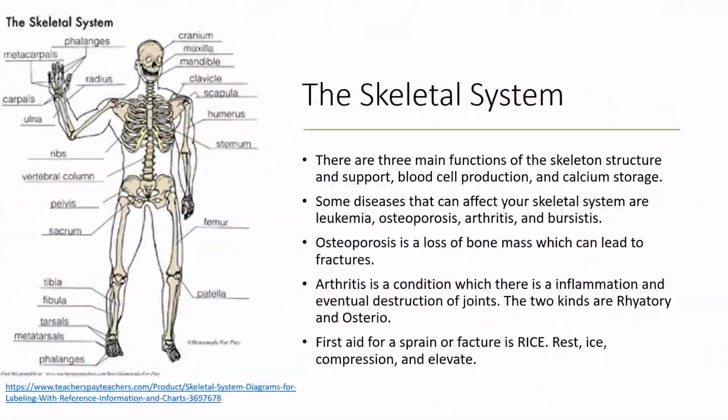So the skeletal system. I have an image here I found that talks about the different bones and where they are. There are 3 main functions of the skeletal system: structure and support, blood cell production, and calcium storage. Some diseases that can affect your skeletal system are leukemia, osteoporosis, arthritis, and bursitis.